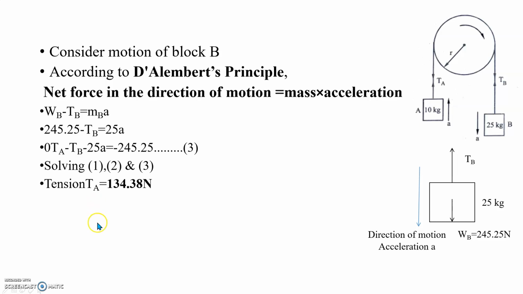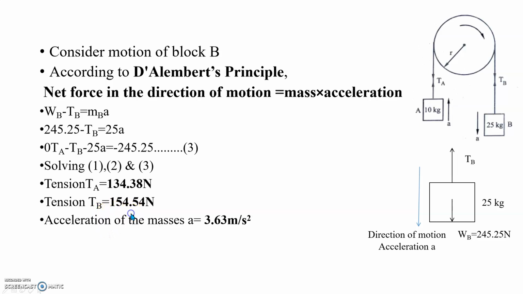We'll be getting tension in rope A as 134.38 Newton. In rope B, tension is 154.54 Newton, and acceleration of masses is 3.63 meter per second square.